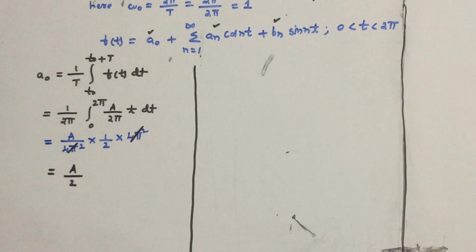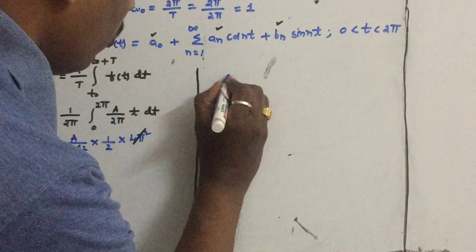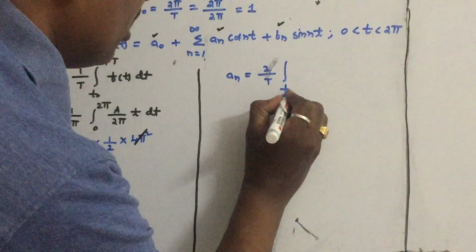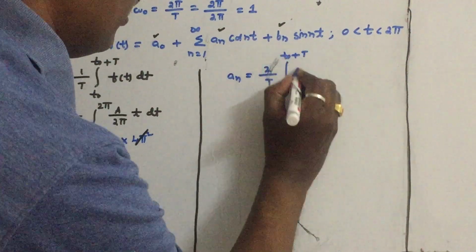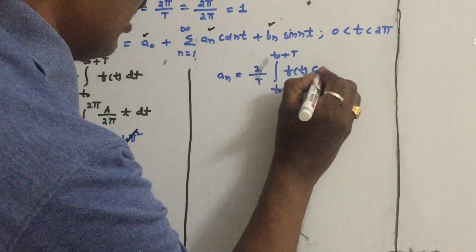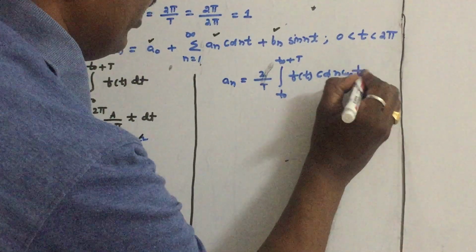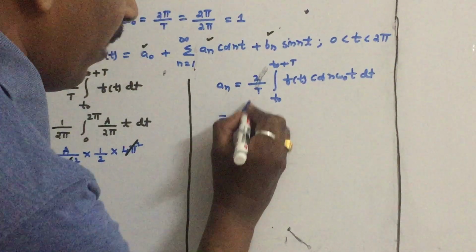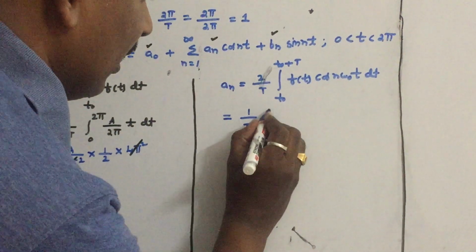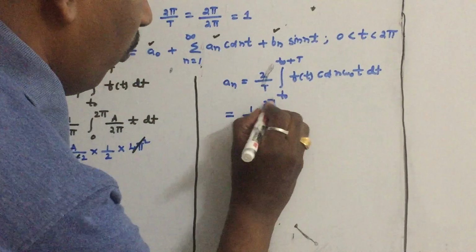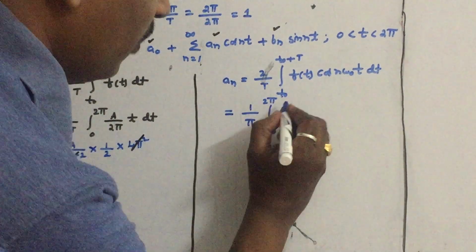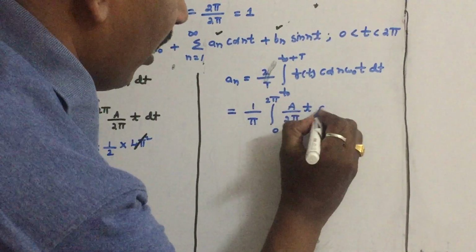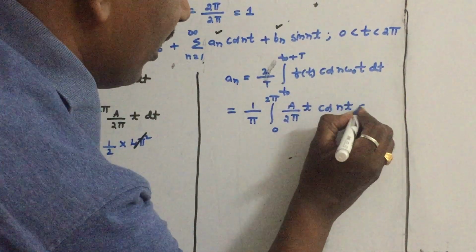Now let us find an. First write the formula for an: 2 by T integral t0 to t0 plus T of f of t into cos n omega 0 t dt. With the time period 2 pi, 2 by 2 pi becomes 1 by pi. The signal is available in the interval 0 to 2 pi, where the f of t value is a by 2 pi into t, so we have a by 2 pi into t cos nt dt, since omega 0 is 1.